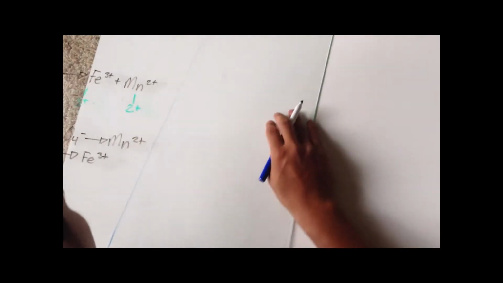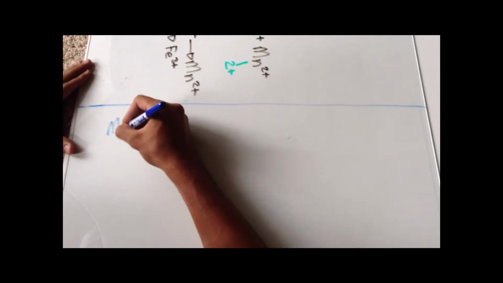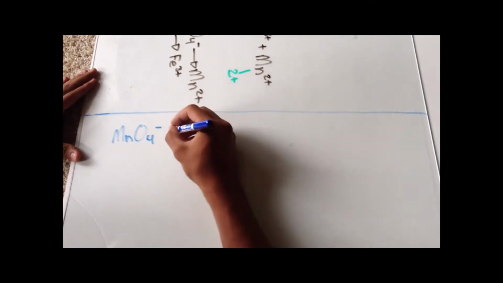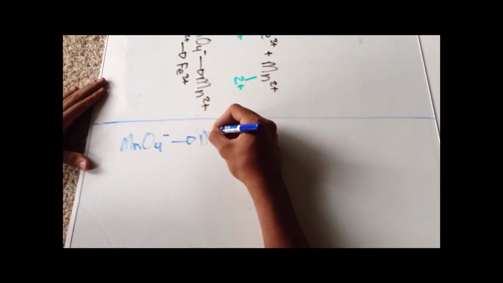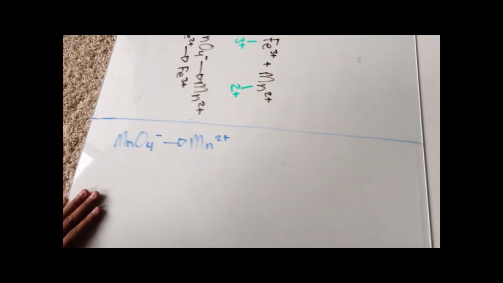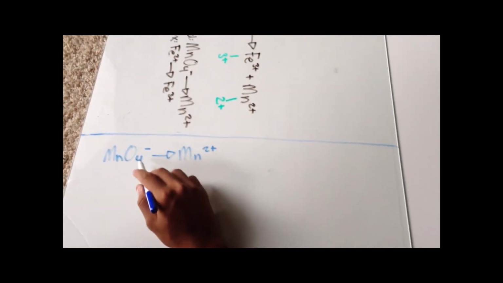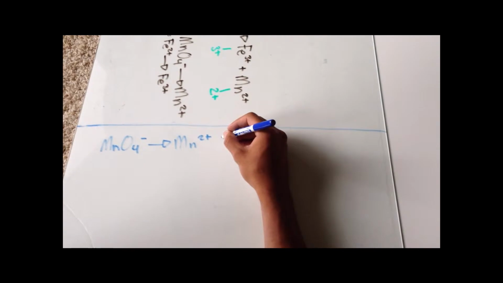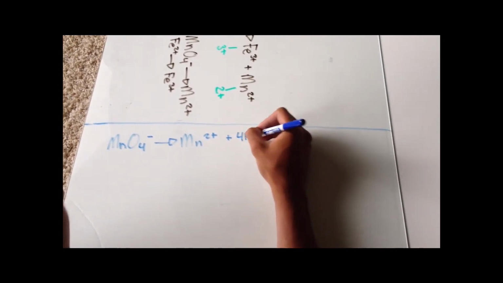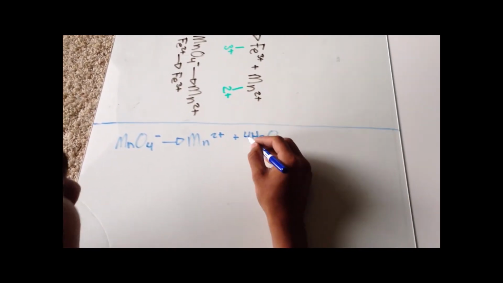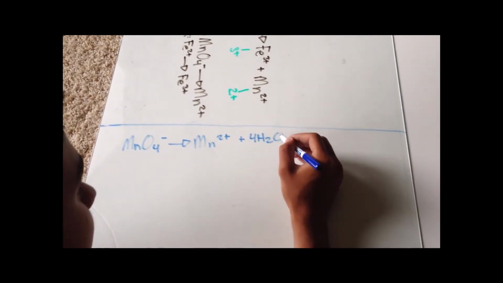Alright, now that we have our half reactions, let's start working with them. So, our first one was our reduction, and it was MnO4 negative to Mn2 plus. Right here, it's basically like basic balancing. So you have 4 O's over here, so you're going to need 4 H2O's. Why? Because your 4 goes to your O.